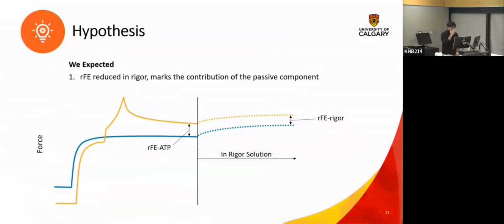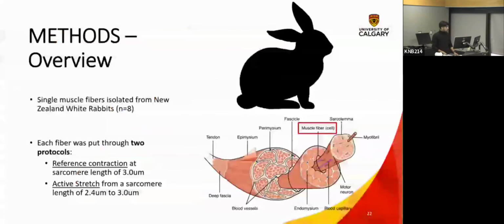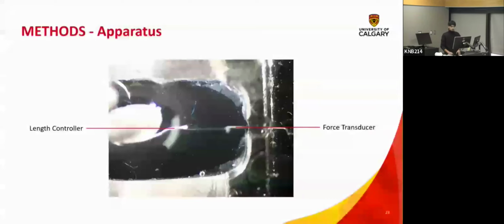Let's go over what we did. As I initially pointed out, we worked with single muscle fibers that were isolated from New Zealand white rabbits. Each of them went through two different contractions, a reference contraction as well as an active stretch contraction. The apparatus we use, for many of those who might not be currently aware, requires you to isolate a fiber and place it on two hooks.